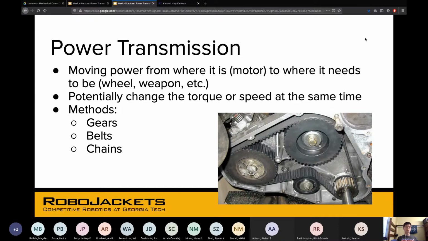And so we're going to be using the words torque and speed kind of a lot in the next few slides here. And as I go, I'll explain what they mean. But generally, we're going to be using gears, belts, or chains. And again, I'm going to go through each of these a little more in depth.